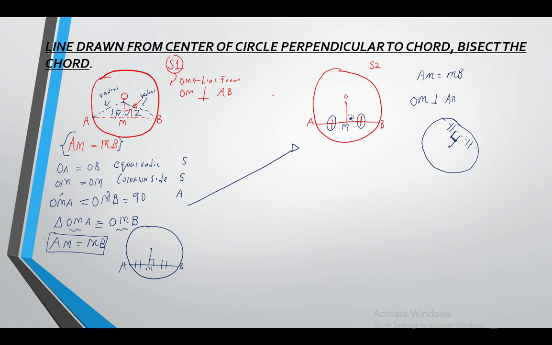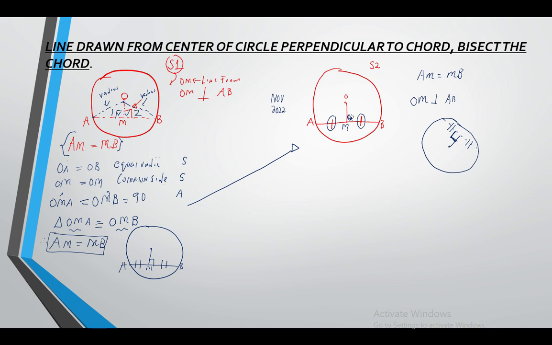You can go and check the question of November 2022. This was in the exam, where you are required to prove that a line from the center of a circle which has bisected the chord is perpendicular to that chord. So now we need to show that this angle here is 90 degrees. How do we do it?